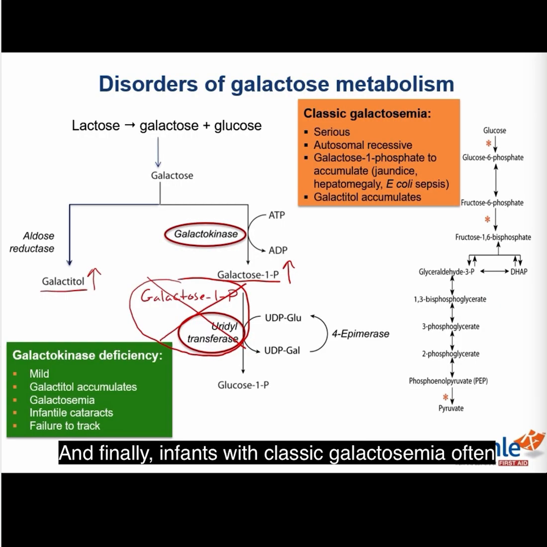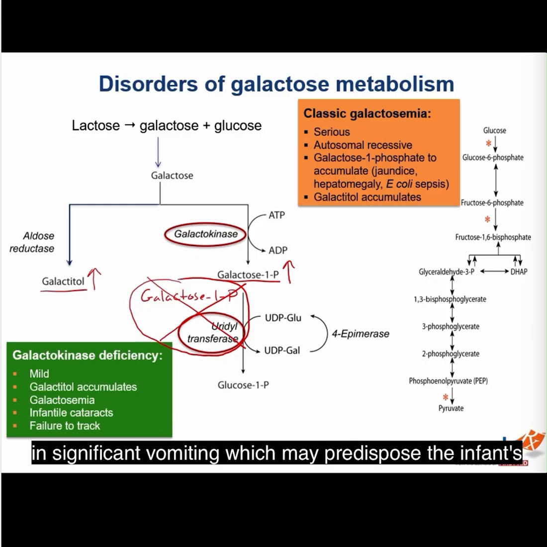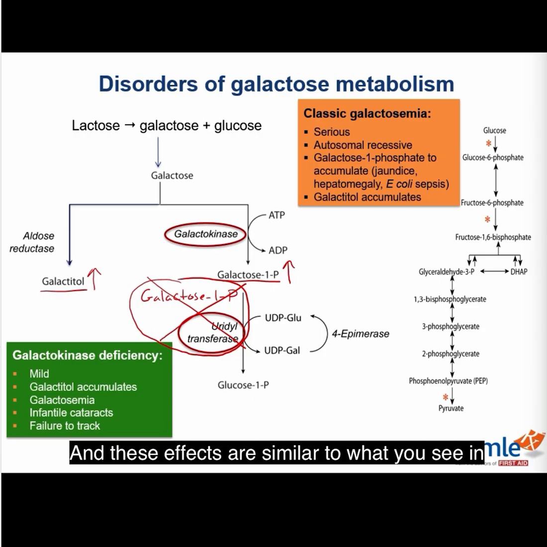And finally, infants with classic galactosemia often have lots of GI issues when they're fed lactose or galactose-containing products, and this can result in significant vomiting, which may predispose the infants to translocation of gut bacteria, particularly E. coli. Now, these effects are similar to what you see in fructose intolerance, since in both cases you're accumulating a phosphorylated monosaccharide inside of hepatocytes, causing liver damage, and also leading to loss of phosphate stores in the process.